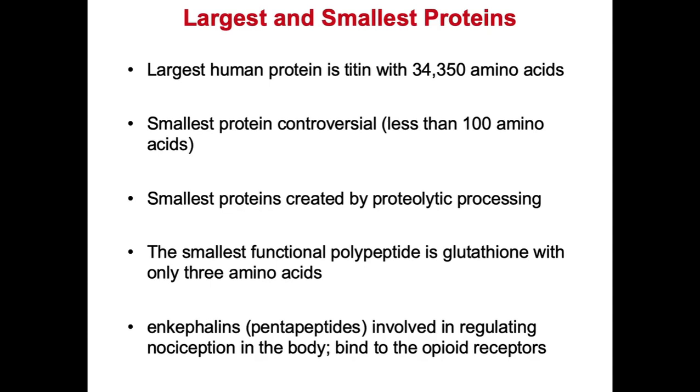The very smallest one that we know of is glutathione, and that has only 3 amino acids. And there are other very small proteins, often called polypeptides or just peptides. And these are the enkephalins, and these are important in regulating nociception or the sensation of pain. And these bind and act on opioid receptors.